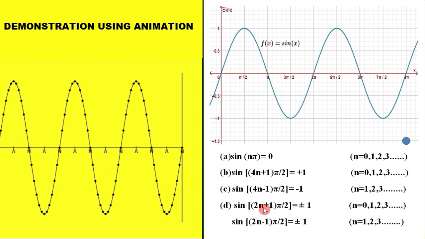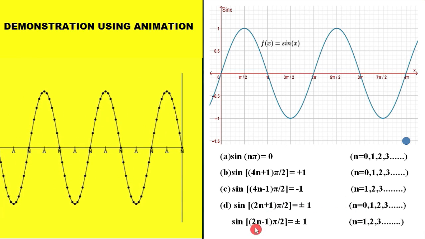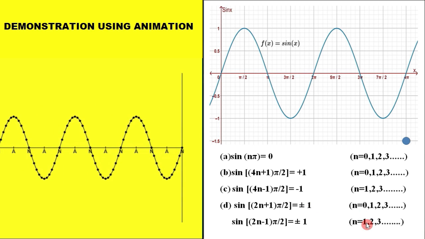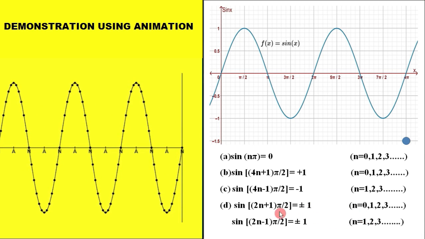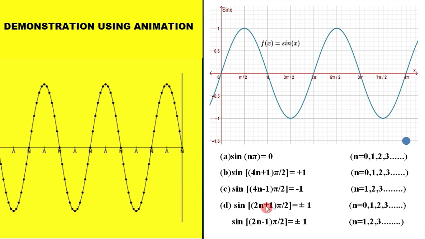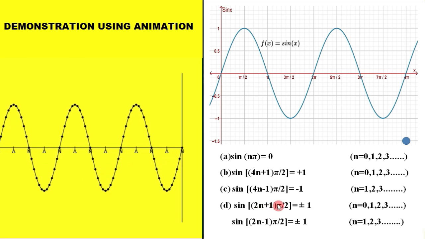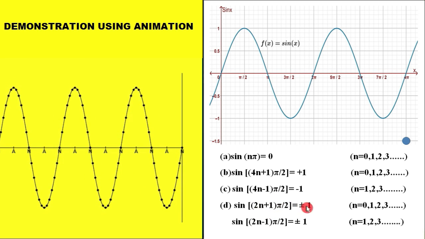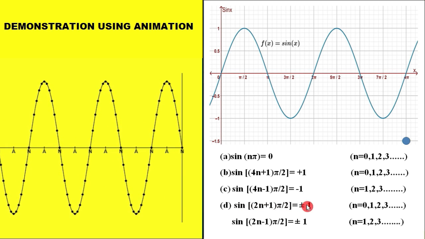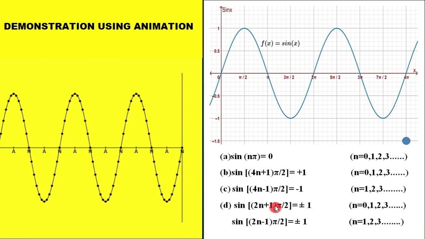But if you are writing 2n plus 1, you have to start from n equal to 0. If you are writing 2n minus 1, you have to start your n from 1. I think you know this in mathematics. So I got from the diagram that sine of an odd multiple of pi by 2 is plus or minus 1. So sine of (2n plus 1) pi by 2 is plus or minus 1. This part I am going to use there.